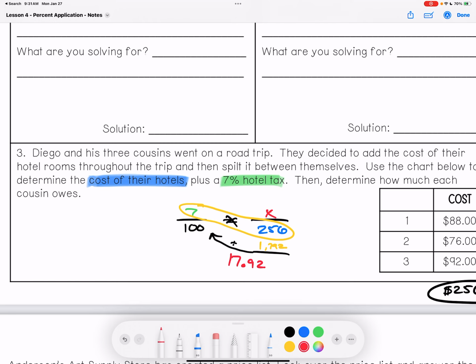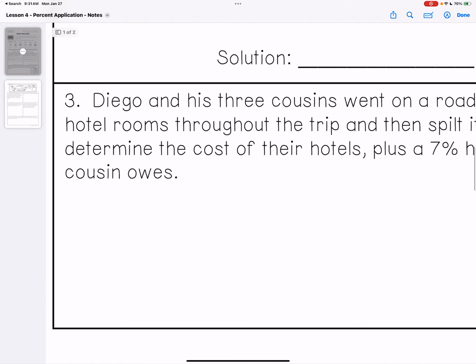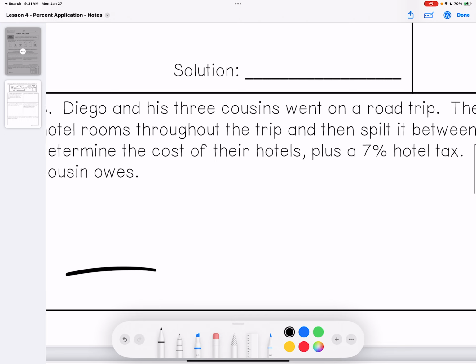So the tax was $17.92. So it's the tax, $17.92, plus the cost of the hotels, which was $256. The total amount that they paid was $273.92. That was the total after tax. $273.92 was the total.